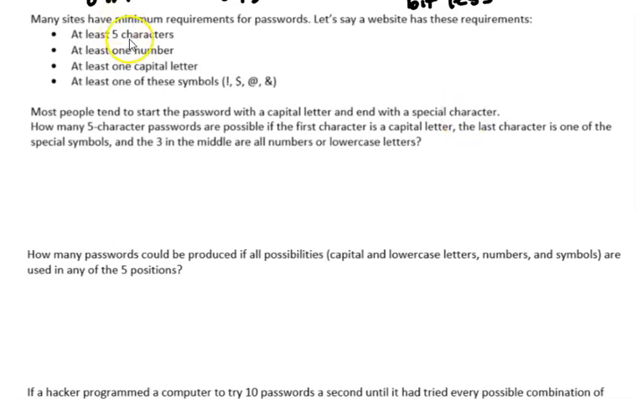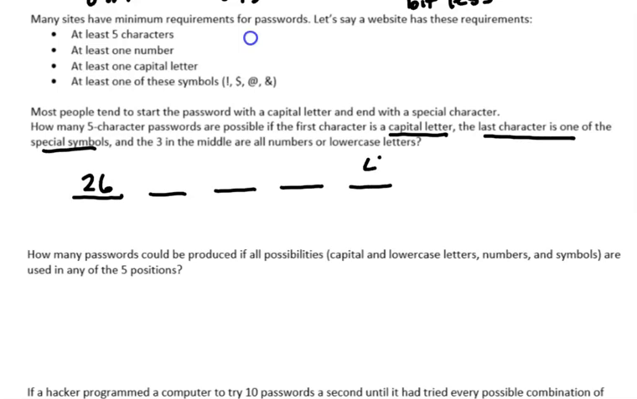So let's say that in my particular password here, that's 5 characters long, I'm going to use a capital letter for my first digit. So for my first digit, I have 26 different possible capital letters. The last character, so I'm going to put in my 3 middle ones, the last character is one of the special symbols. So there's only 4 possibilities for the last character. And the 3 in the middle are all numbers or lowercase letters.